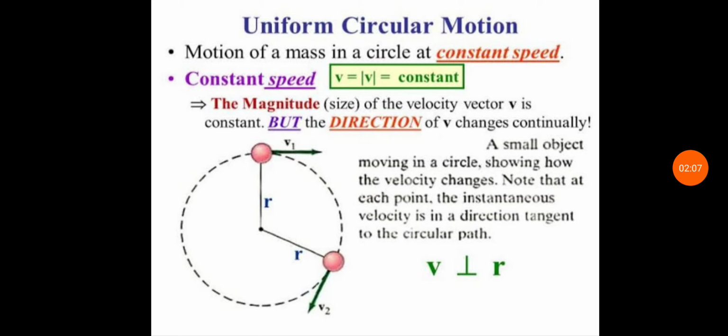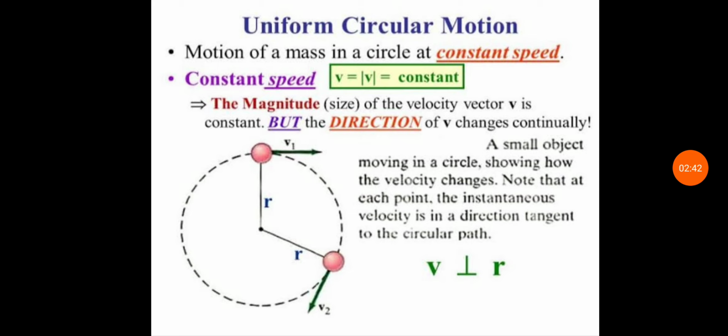Now, what is uniform circular motion? The motion of a mass in a circle with constant speed. In this, the speed remains constant and the magnitude of the velocity vector v is also constant, but the direction of v changes continuously. In the figure you can see that at each point of the circumference the velocity vector changes its direction, which is tangent to the circle, moving straight outward from the circle.